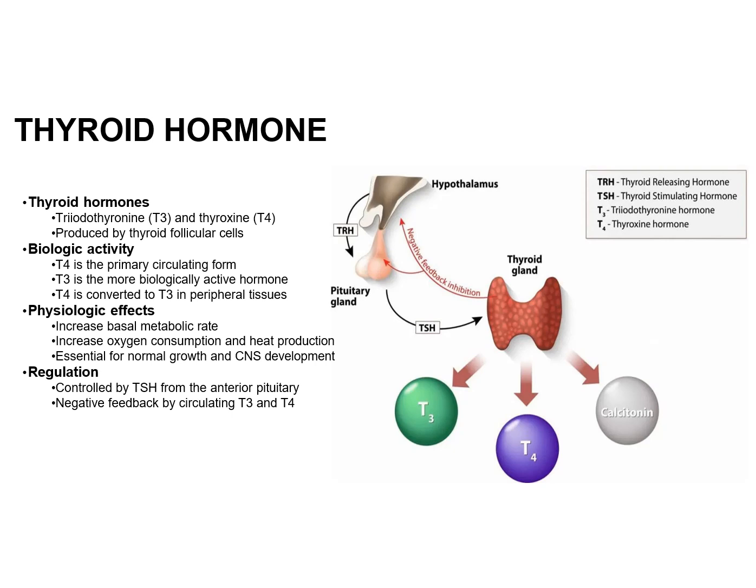Let's review thyroid hormone physiology before we talk about disease. The thyroid gland produces T3 and T4, both made by thyroid follicular cells. Although T4 is the main circulating hormone, T3 is the biologically active form. Most T3 is generated in peripheral tissues by conversion from T4. Thyroid hormones increase the basal metabolic rate, increase oxygen consumption, and generate heat. They are essential for normal growth and central nervous system development, especially in infants and children.